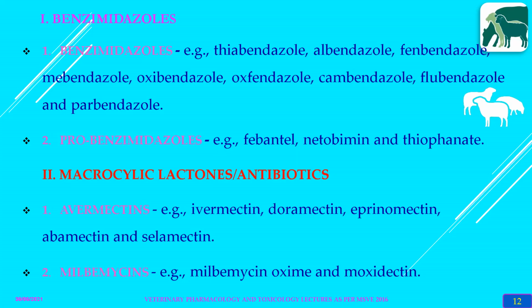So the second category in macrocyclic lactones is milbemycins. The classical examples are milbemycin oxime and moxidectin. So these are the two important categories, ivermectins and milbemycins. Recently this moxidectin was introduced into the veterinary market, and of course it is very, very effective. But cost wise it is a little expensive when compared to the other drugs, especially ivermectin and doramectin.